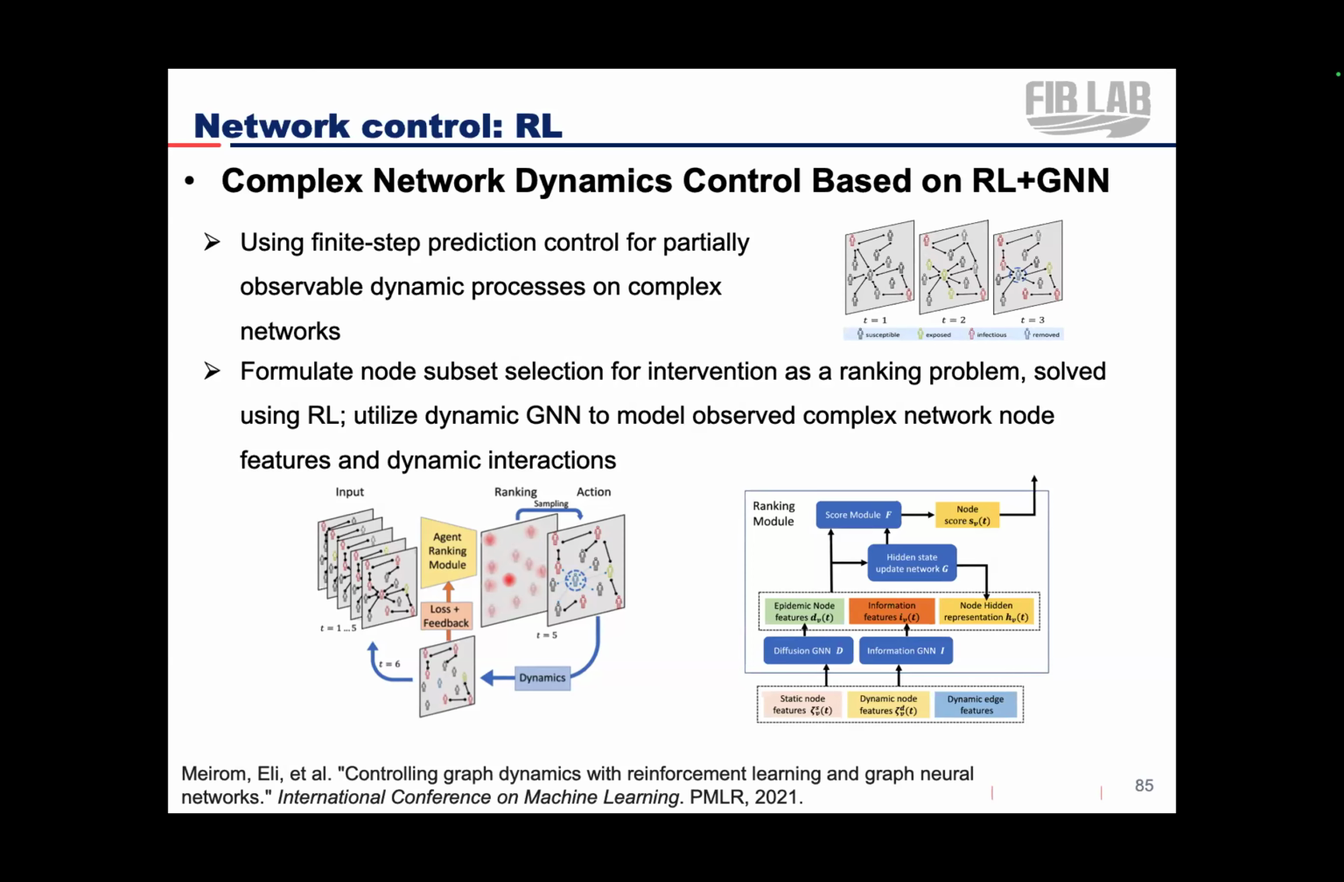It also uses a graph neural network as the environment model that helps them model the observed network's node features and also the dynamic interactions between them. And so then they can aid the policy search in the following steps. This work targets more complex real-world scenarios, such as when we want to intervene in the epidemic process in a city or in a spatial area.